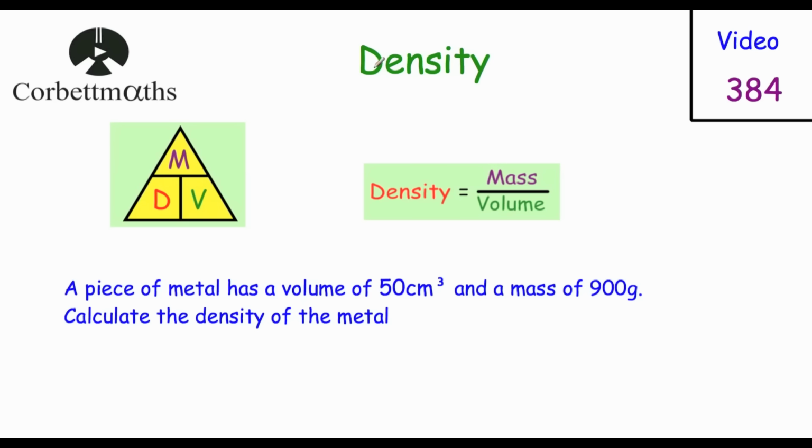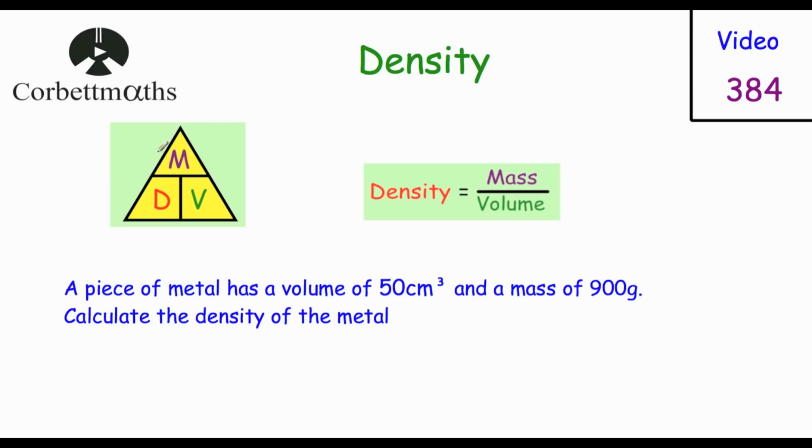So we're now going to go into our geometry or shape, space and measures topic, and our first topic is density. So we've got this compound measures topic of density, and that's video 384 on corporate maths. So density is calculated by mass divided by volume. So if we take the mass of an object and divide it by its volume, we'll find its density.